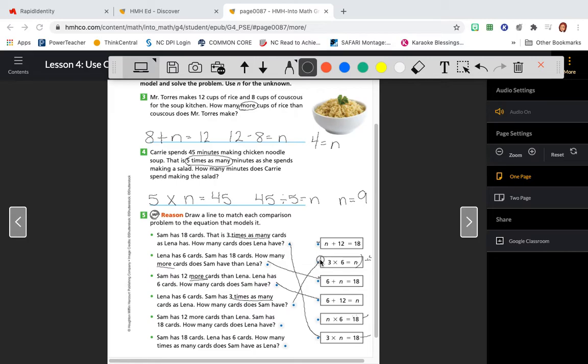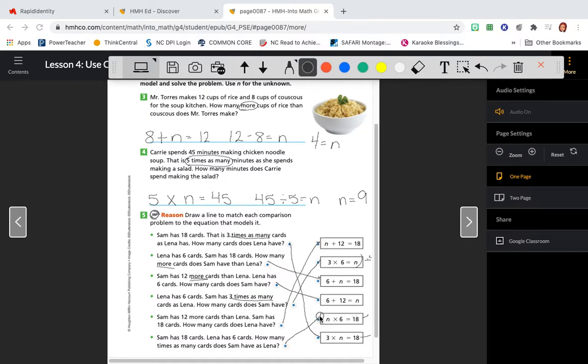Alright, let's look at our next comparison. Sam has 12 more cards than Lena. Sam has 18 cards. How many cards does Lena have? So we only have 2 options left. So we're looking at the 2 numbers that we have in our problem and which equation is going to match. And then our last one, Sam has 18 cards, Lena has 6 cards. How many times as many cards does Sam have as Lena? And there's your final equation.